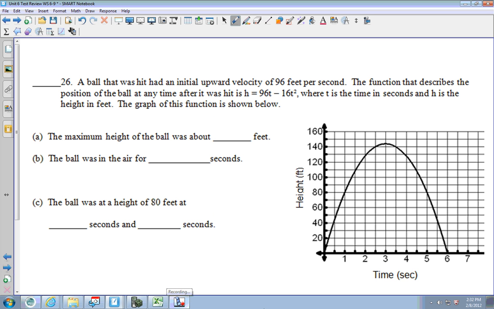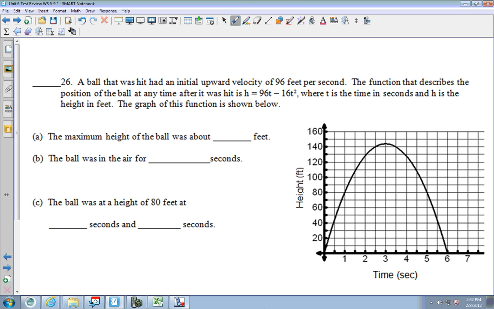Next, on this one, it says a ball was hit and had an initial upward velocity of 96 feet per second. The function that describes the position of the ball at any time after it was hit is h equals 96t minus 16t squared, where t is the time in seconds and h is the height in feet. The graph of this function is shown below. What is the maximum height of the ball?